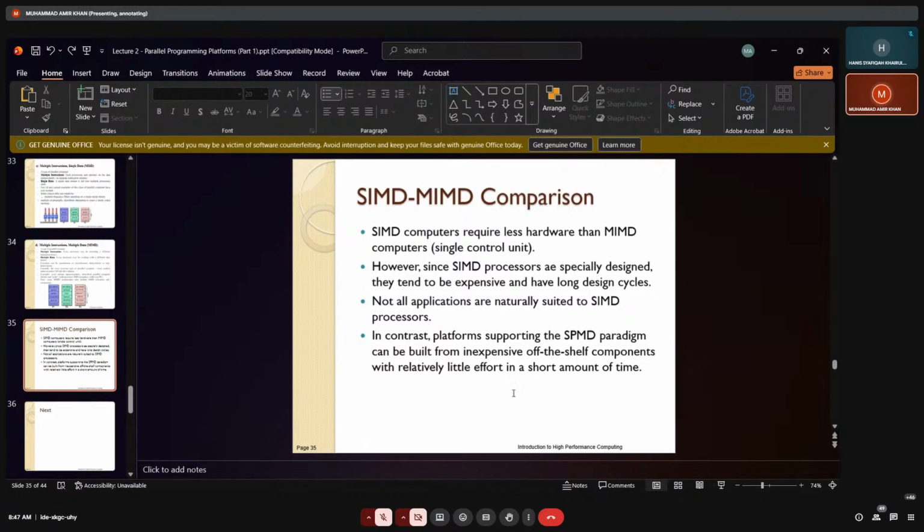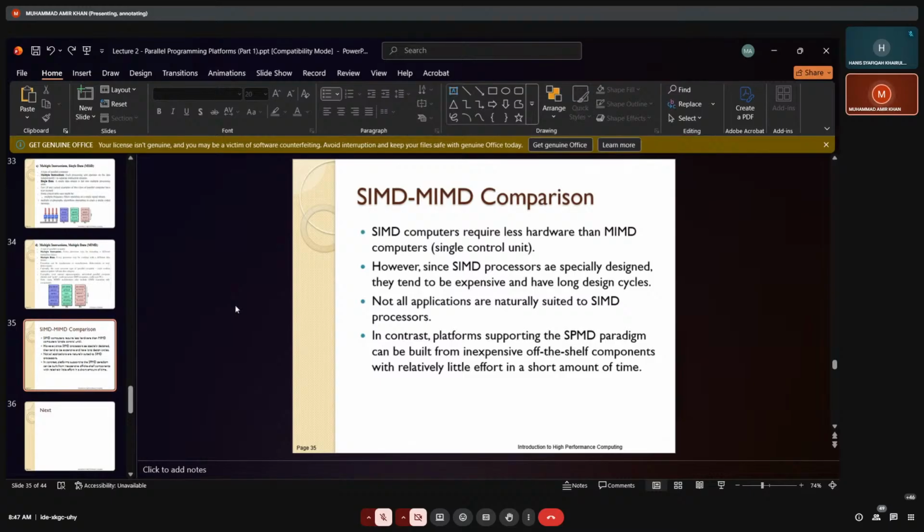SIMD, MIMD comparison, very simple comparison. A SIMD computer requires less hardware than MIMD computers. However, SIMD processors are specially designed. They tend to be expensive or have long design cycles. Not all applications are naturally suited to SIMD.